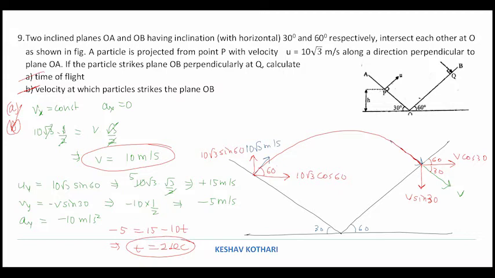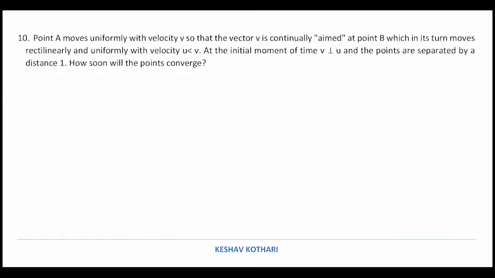Let us move to the next problem. Point A moves uniformly with velocity v, so that the vector v is continuously aimed at point B, which in turn moves rectilinearly and uniformly with a speed u, which is less than v. At the initial moment of time, v is perpendicular to u and the points are separated by a distance l. How soon will the points converge? So this is distance l.